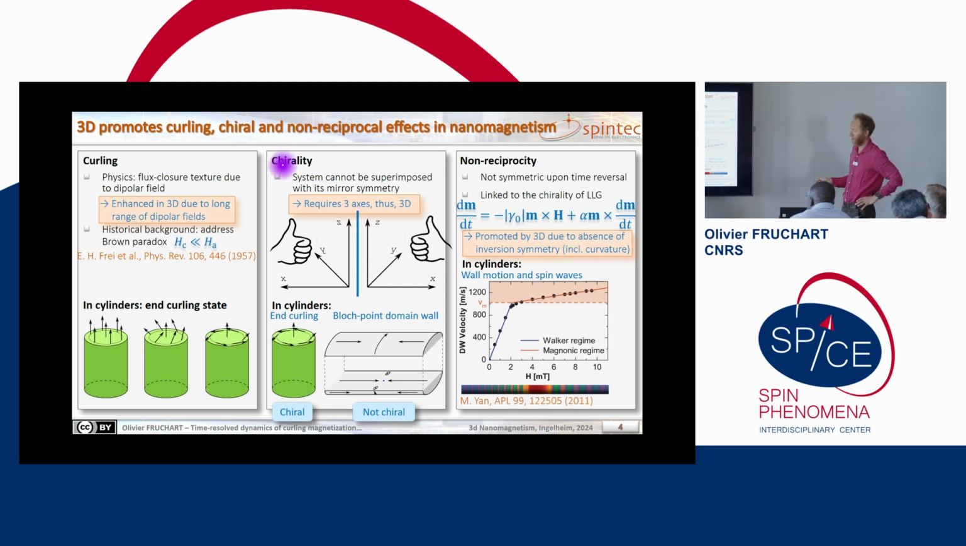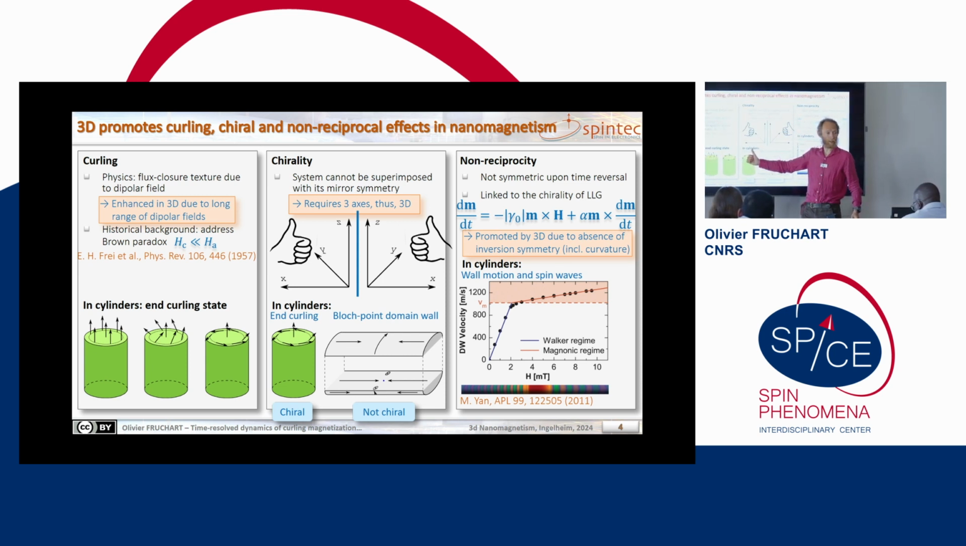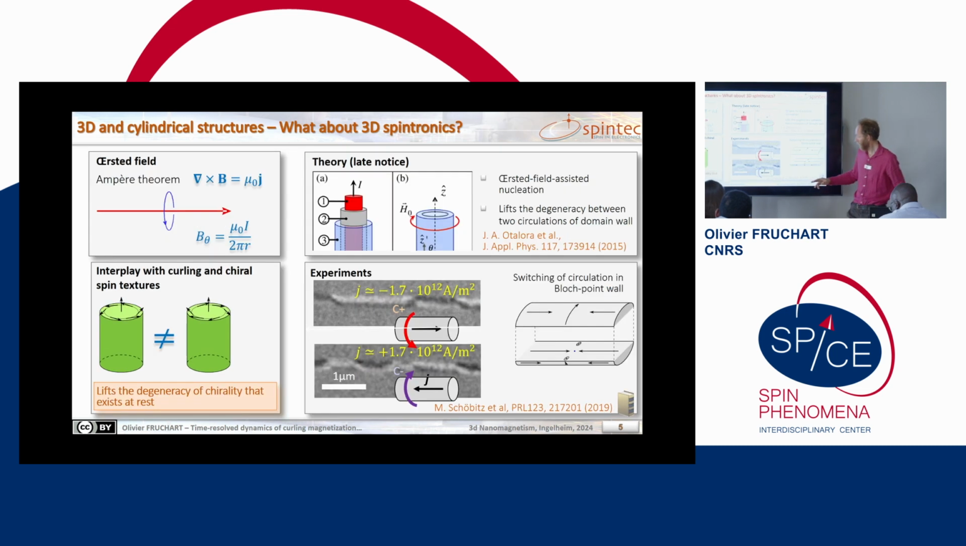One word about chirality, which I will try to use correctly. So a chiral system is a system that cannot be superimposed with its mirror symmetry. So that requires that you are 3D, or for instance 2D with an oriented surface, which can be by curvature or by stacking. So for instance, the end curling is chiral because you have longitudinal magnetization and clockwise or anti-clockwise. But the Bloch point wall is not chiral. Sometimes it is called chiral.